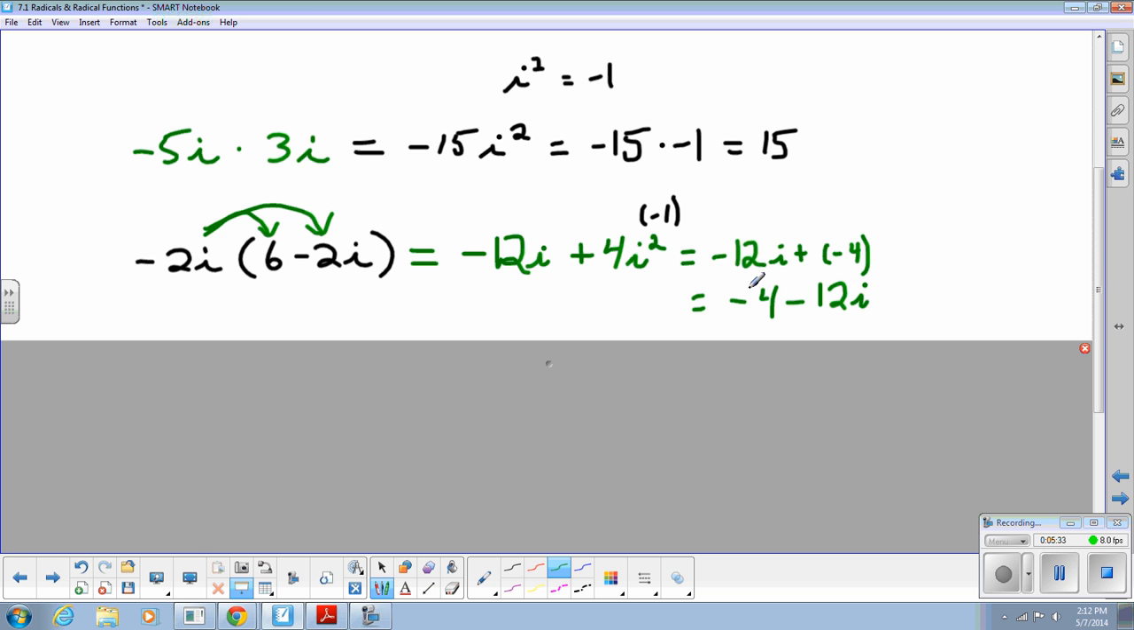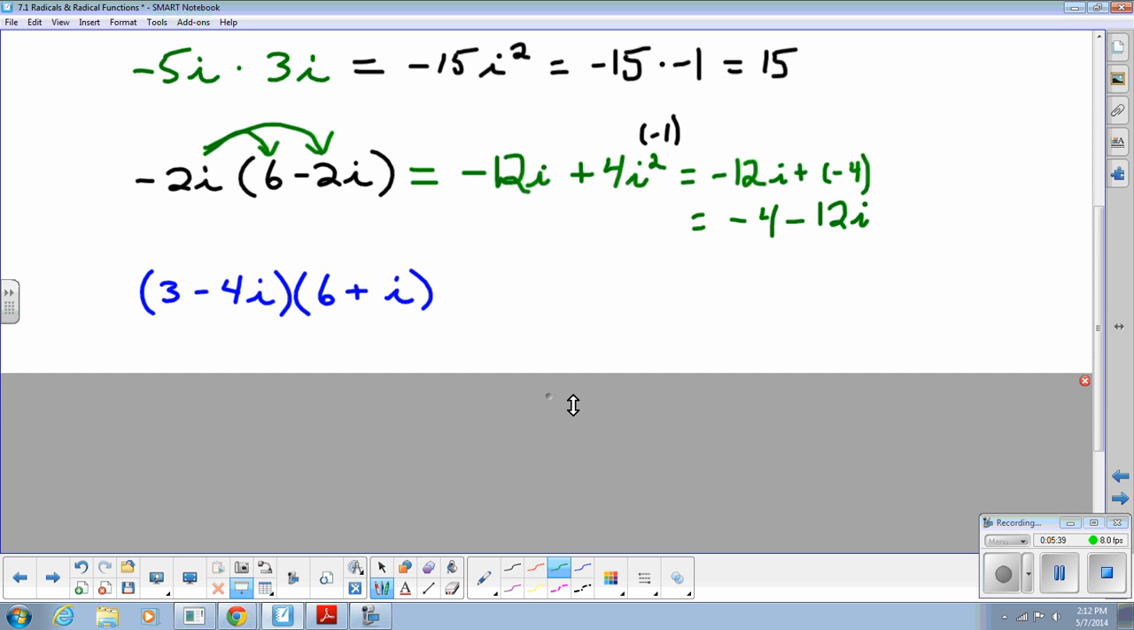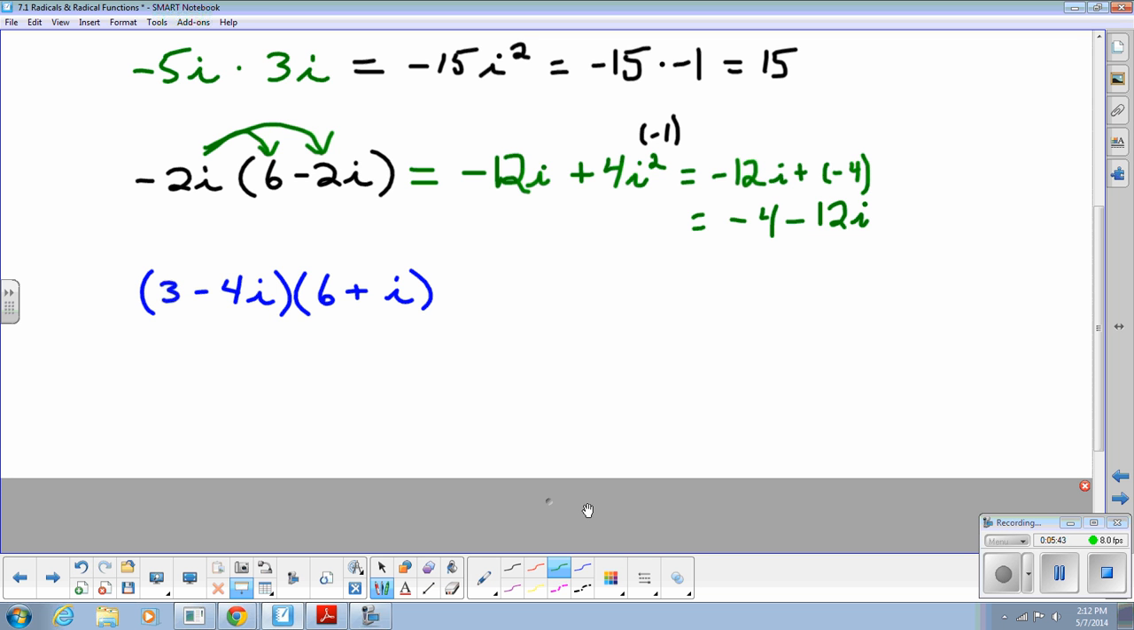All right, next step. One last example. And you'll take a look at this and see, yes, it's a binomial times a binomial. Even with imaginary numbers, we can have this. So we will now do our distributing. And I'm going to do 3 times 6 first. And so 3 times 6 is 18. And 3 times i, so plus 3i.